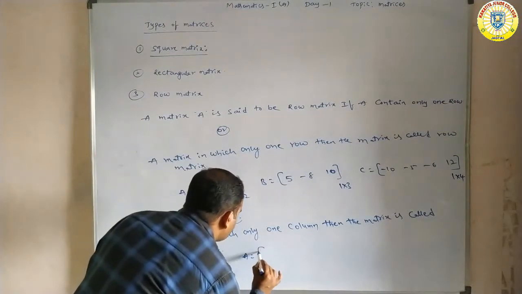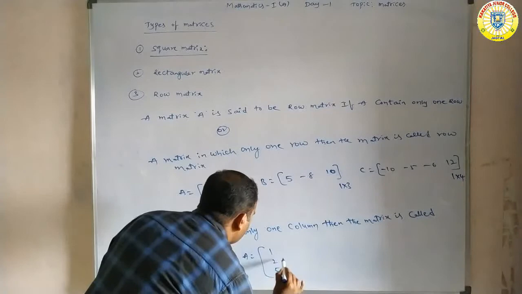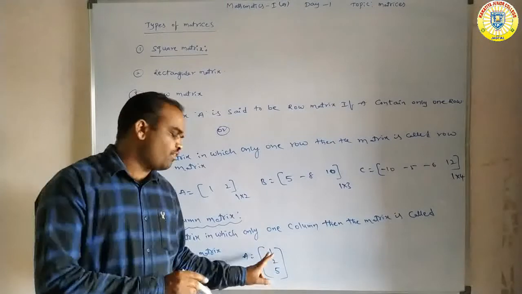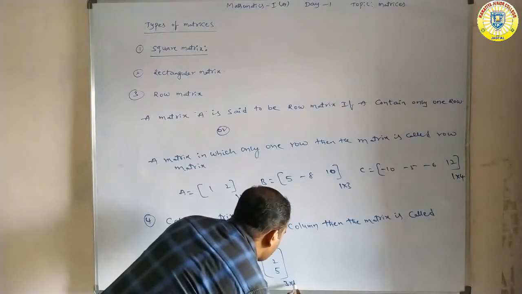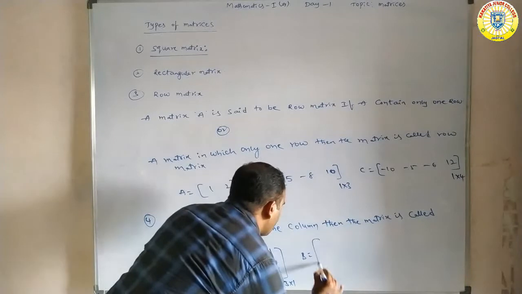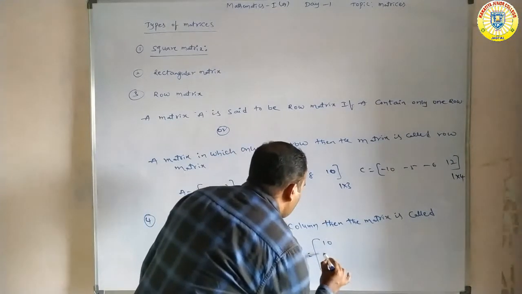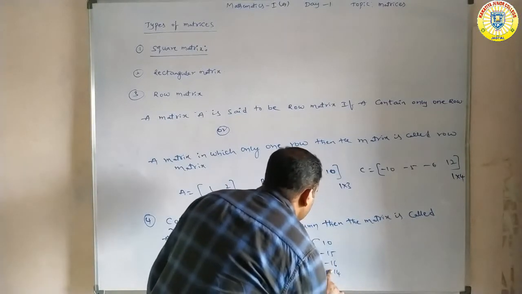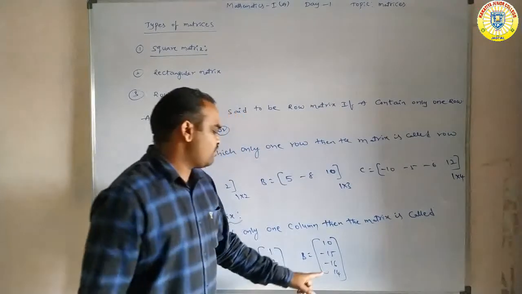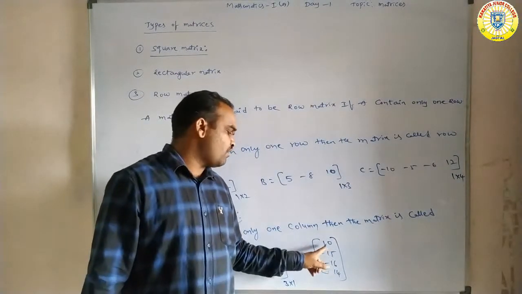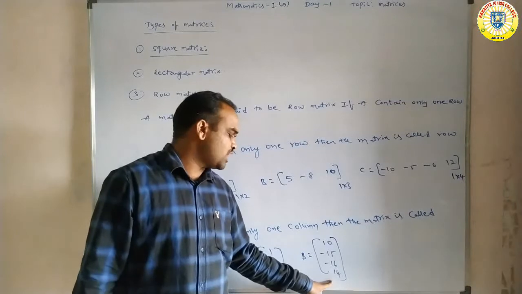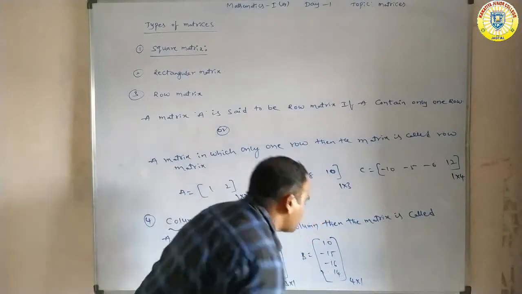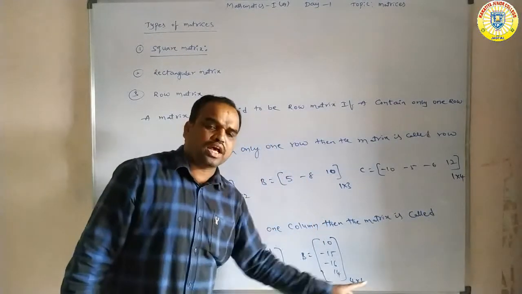Here we are writing 1, 2, 5. How many rows are there? 3 rows. How many columns? Only one column. The order is 3 cross 1. Here B is equal to 10, minus 15, minus 16, minus 14. What is the order of B? How many rows are there? 1, 2, 3, 4. 4 rows. How many columns? Only one column. That's why this is 4 cross 1.